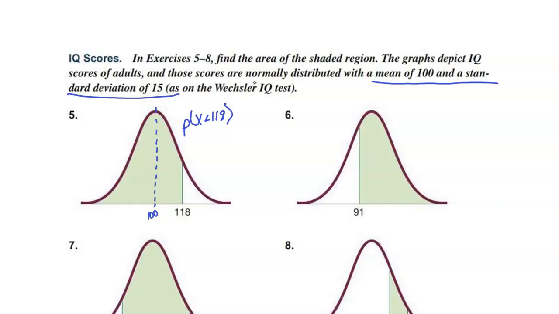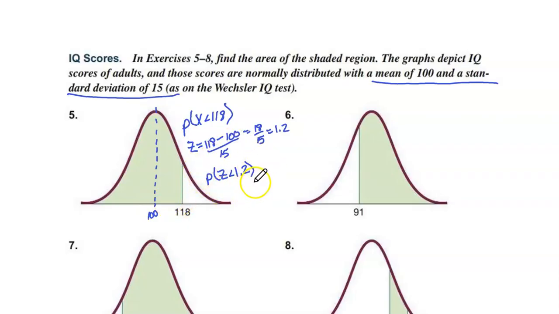But we could standardize this, and what that means is apply the z-score formula. So the z-score formula is the x value minus the mean divided by the standard deviation. So I'm going to get 18 over 15, and 18 divided by 15 is 1.2. So this is equivalent to saying find the probability that z is less than 1.2. Remember that z-score tells you how many standard deviations away from the mean a particular value is. In this case, 118 is 1.2 standard deviations above the mean.